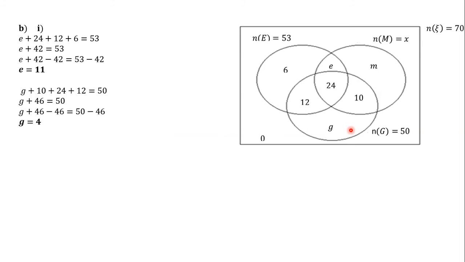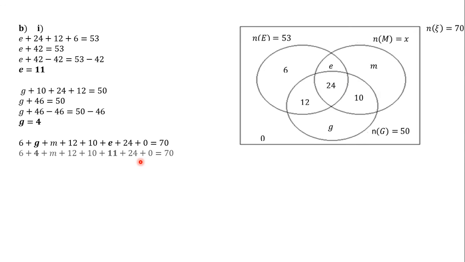What next? The only letter here that has not been found is M. You say, why should we find M? We must find M so that we can find those who offer mathematics overall. So what do we do? We're going to add all of this. We have put all the numbers in the regions, including the zero which is outside. The whole thing should be equal to 70. That's the universal 70.